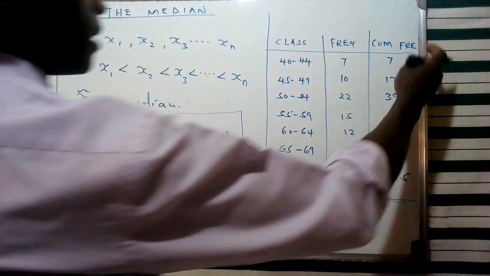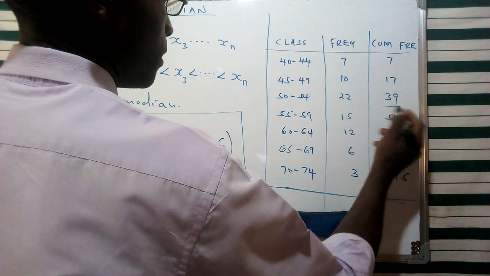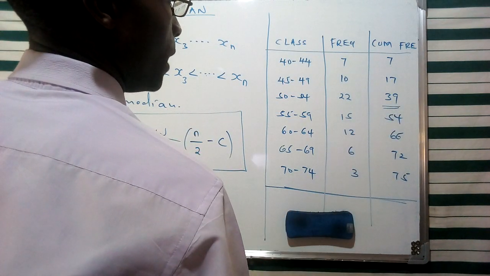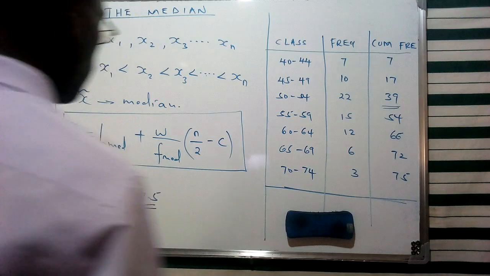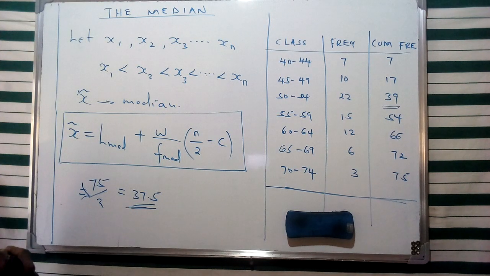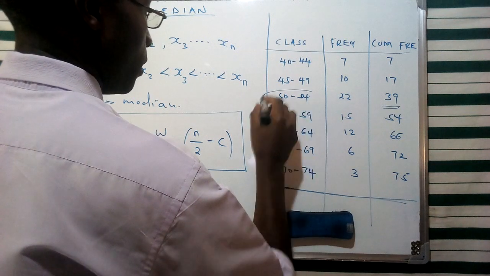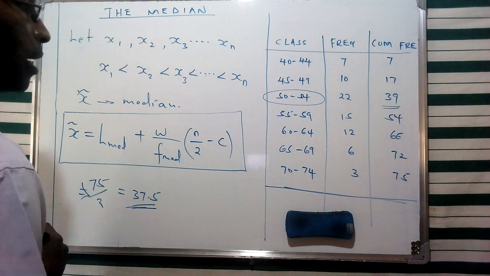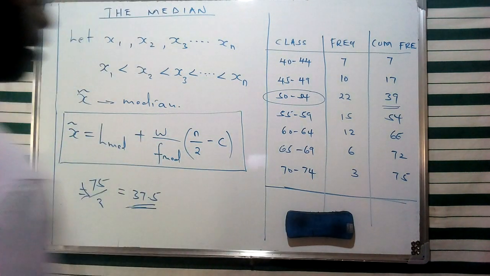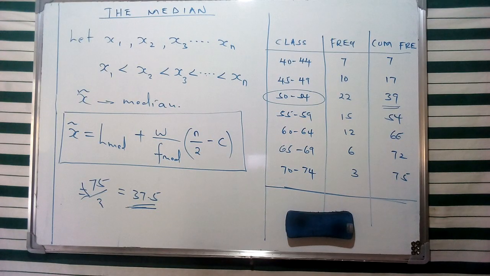So if you look at the cumulative frequency, a value that is equivalent to or greater than that specific value for the median class is 39, and therefore it implies that the median class is 50 to 54. Of course, we shall do an evaluation in trying to find our median from that concept.